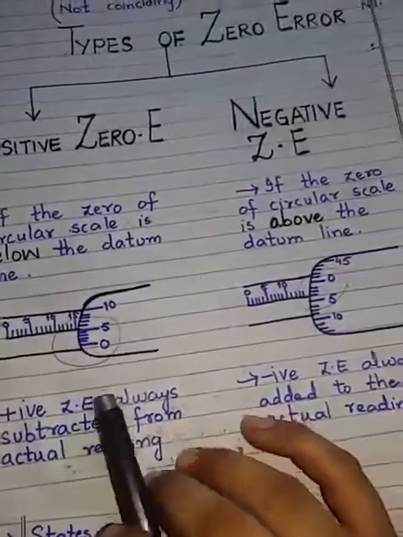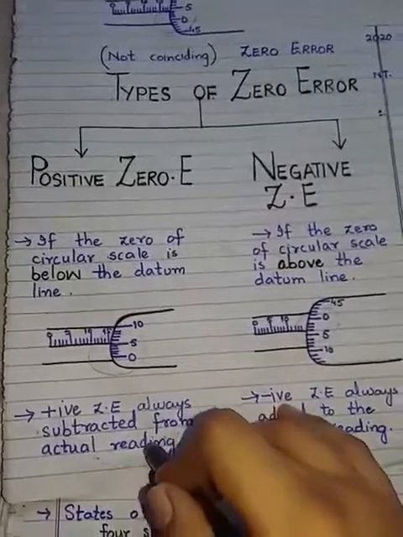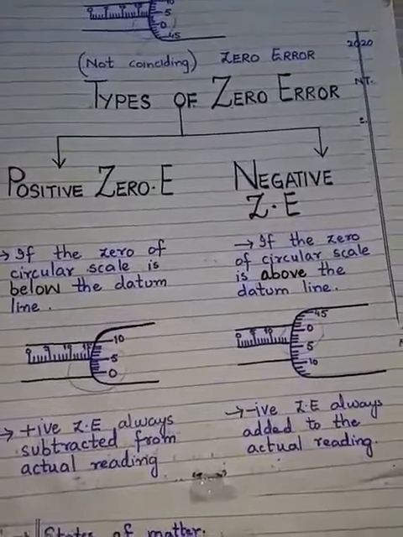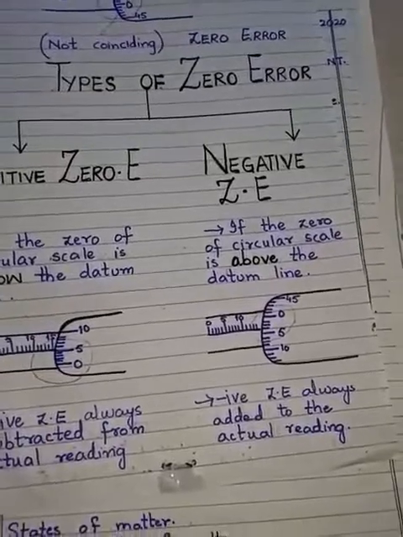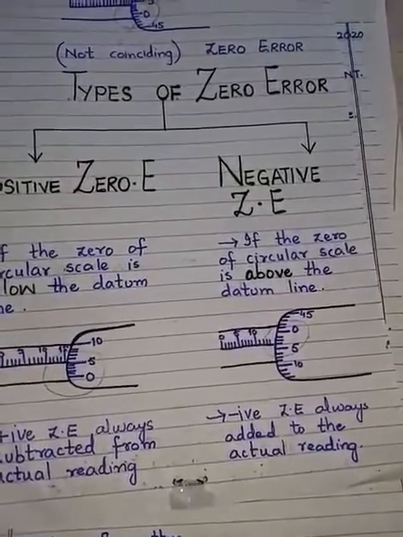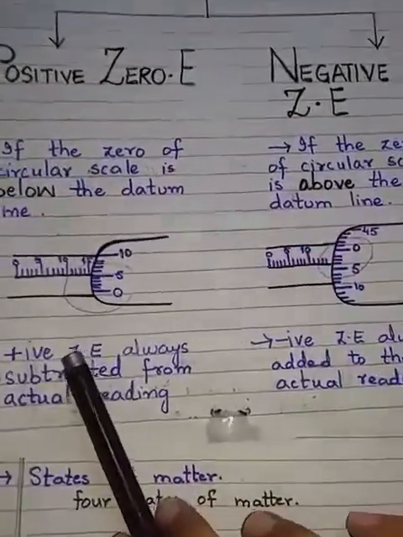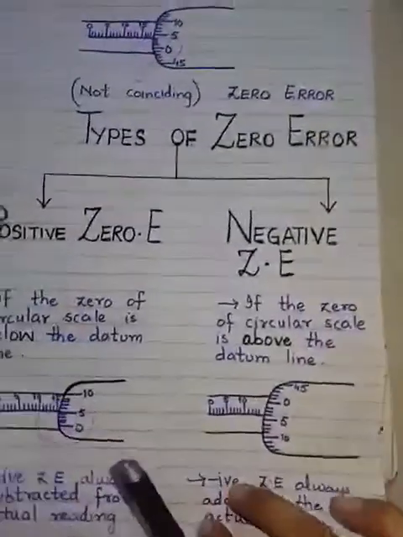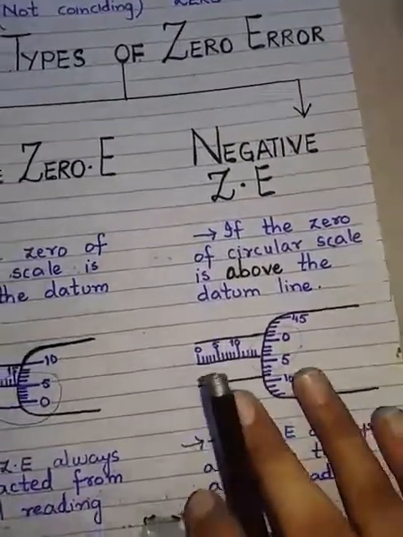Girls, in the previous lecture, I told you that positive zero error is always subtracted from the actual reading. Actual reading means the physical quantity which we calculate with the help of the measuring device. Suppose we want to calculate the diameter of a wire; the reading of the diameter is our actual reading. So positive zero error is always subtracted from the actual reading, and negative zero error is always added to the actual reading.